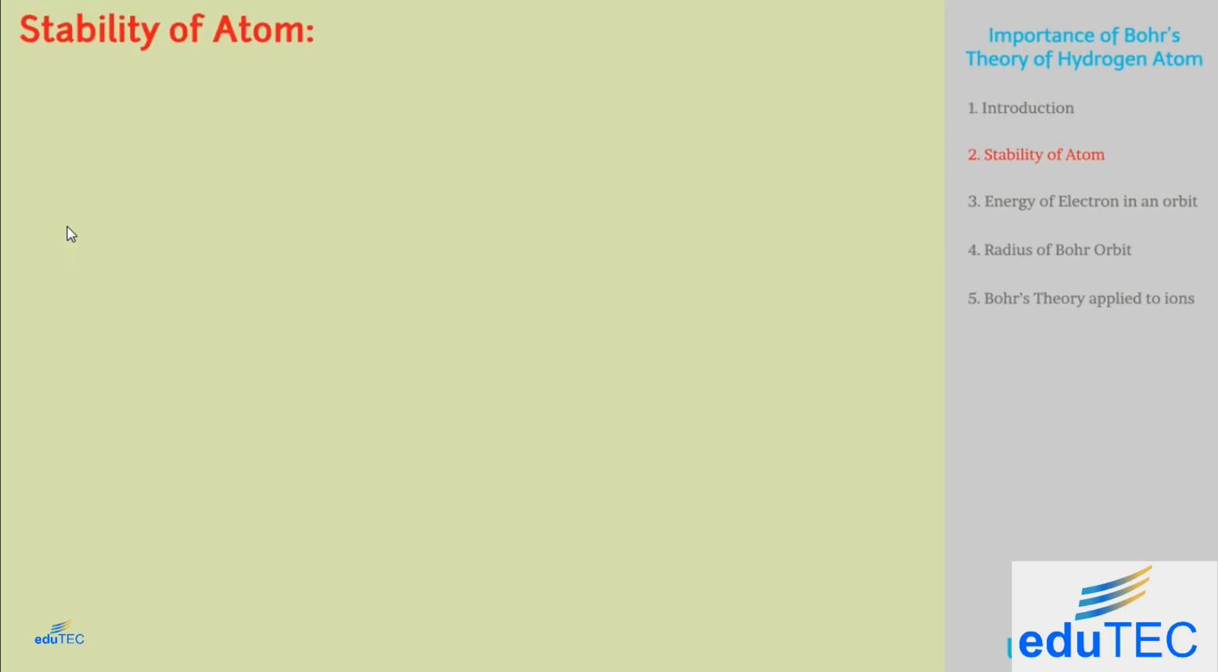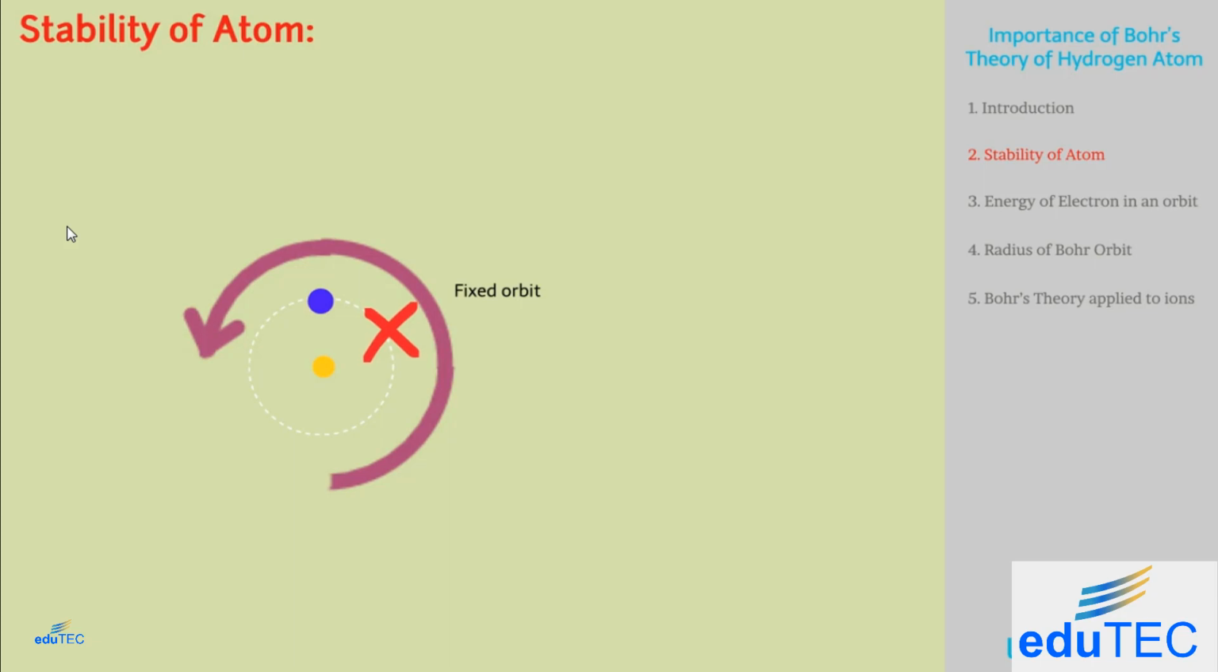Stability of atom. According to Bohr's theory, an electron does not lose or gain energy while revolving in a particular orbit. It means the electron will revolve around the nucleus continuously in the fixed orbit and hence it will not fall in the nucleus, and so the atom remains stable.